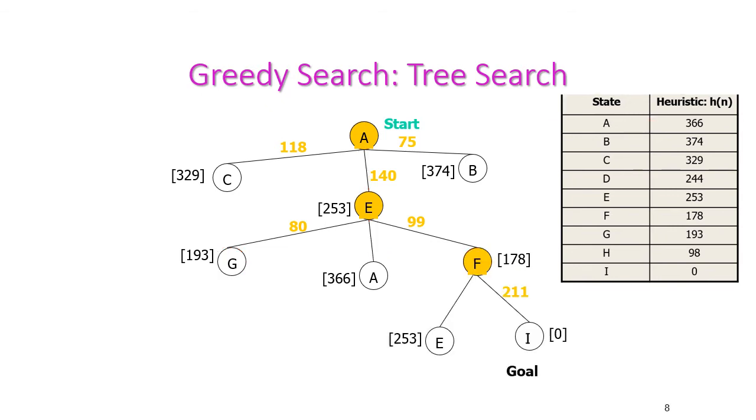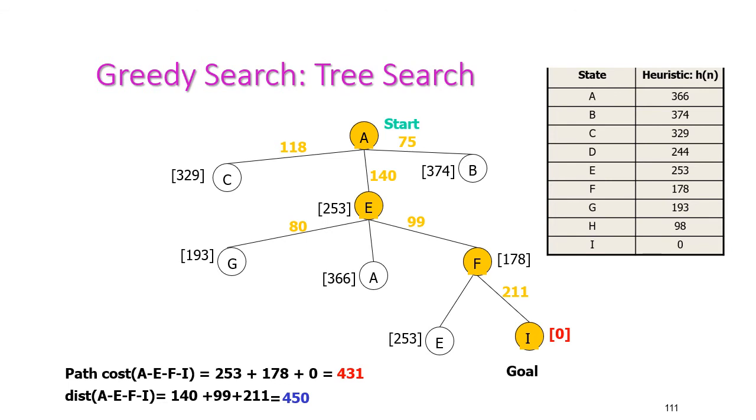From F we have two nodes. One is I, and the other one is E. E is already visited here, so we cannot use this E. And I is our goal state, right? Now we need to estimate the path from starting state to goal state.